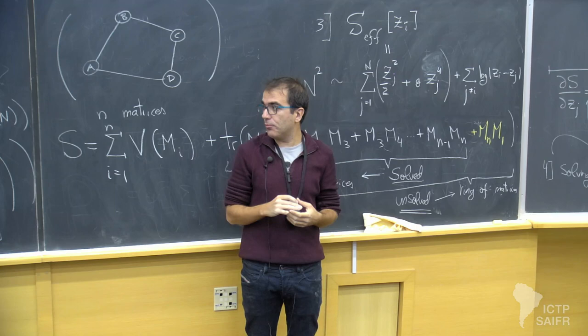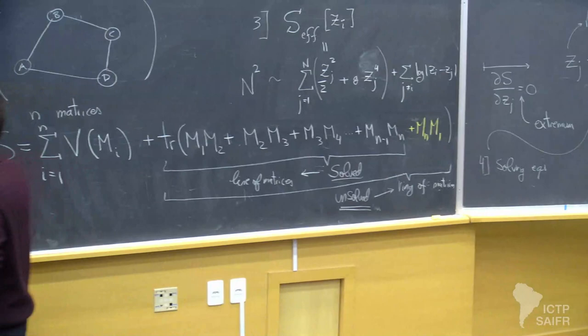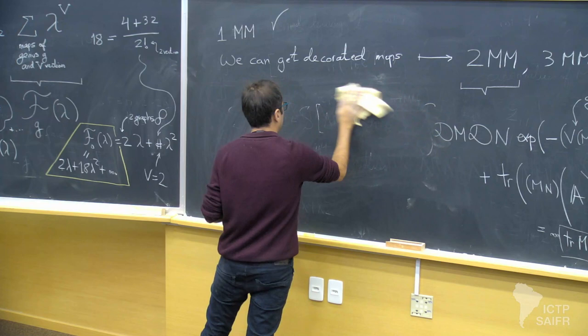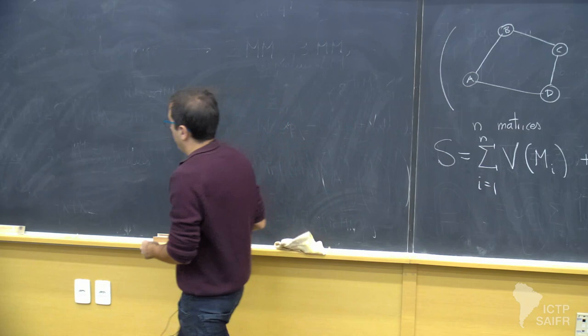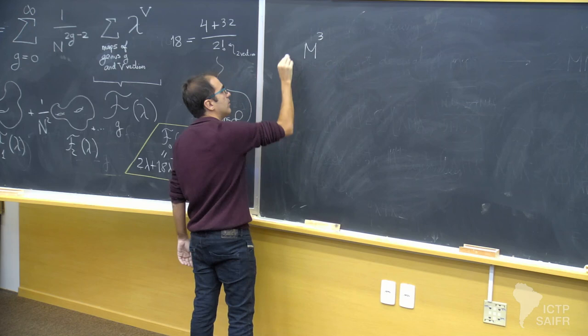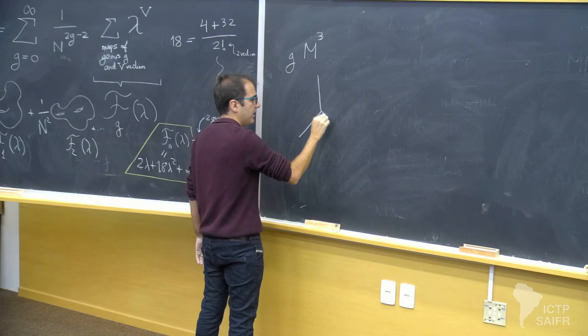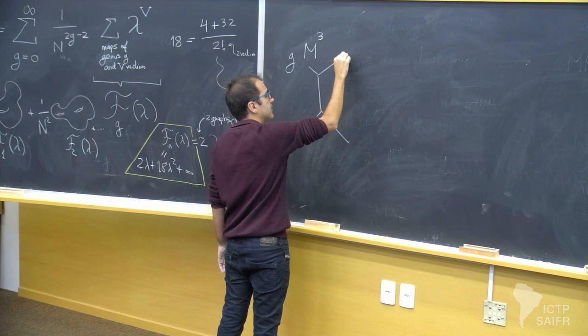Let me say a few words about these dual graphs. What are they? Let's consider a cubic one matrix model. That's given by maps which are triangulations, which have cubic vertices, right? So let's start with an M cube matrix model. This is the potential. And it means that in my graphs the vertices are cubic, but the faces can be whatever they want. So the faces can be, for example, a hexagon.